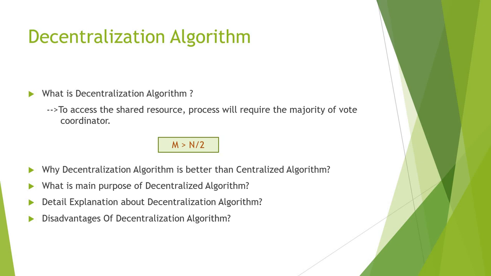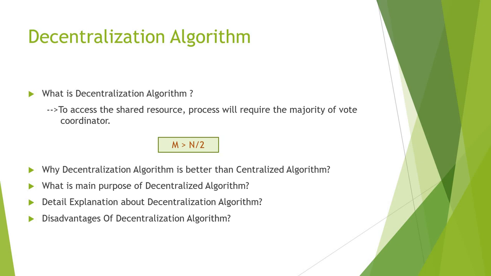So why is the decentralized algorithm better than the centralized algorithm? The decentralized algorithm is better because the problem in the centralized algorithm is that only a single system is the coordinator, and if it crashes it leads to an issue. That is why the decentralized algorithm is better.